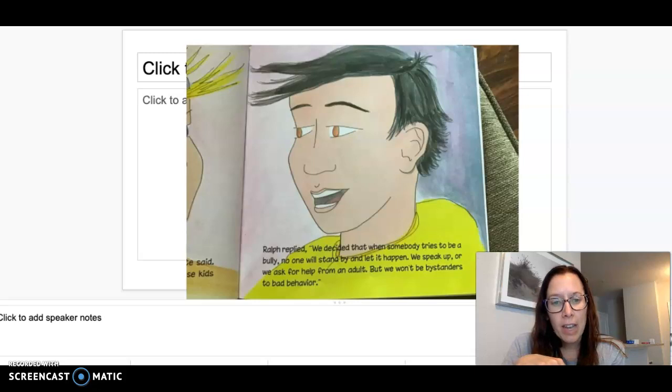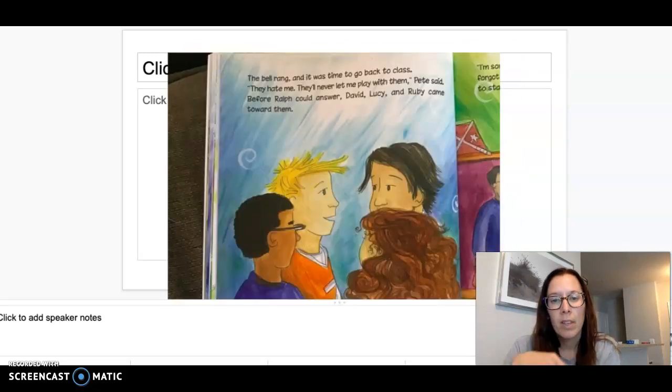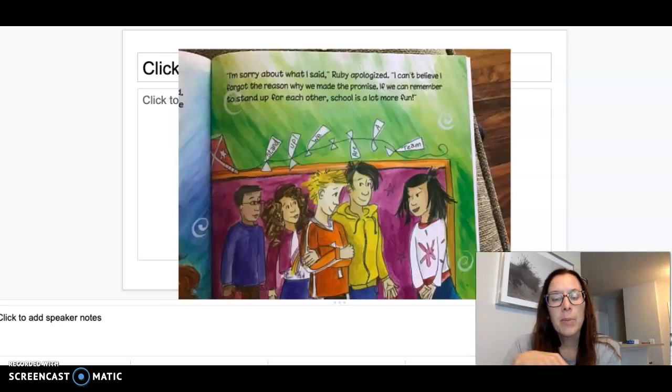Ralph replied, "We decided that when somebody tries to be a bully, no one will stand by and let it happen. We speak up or we ask for help from an adult, but we won't be bystanders to good or to bad behavior." The bell rang and it was time to go back to class. "They hate me. They'll never let me play with them," Pete said. Before Ralph could answer, David, Lucy, and Ruby came toward them. "I'm sorry about what I said," Ruby apologized. "I can't believe I forgot the reason why we made the promise. If we can remember to stand up for each other, school is a lot more fun."